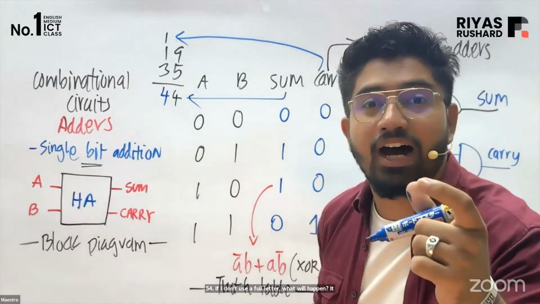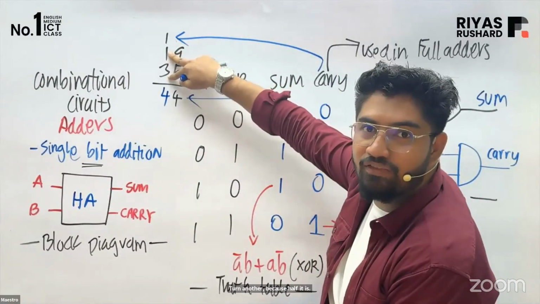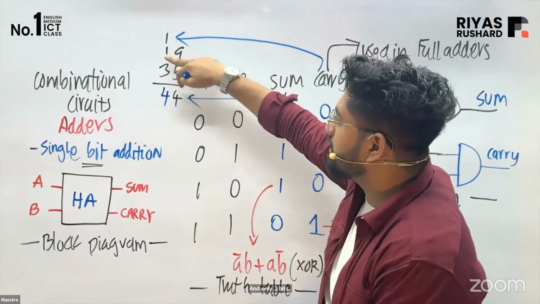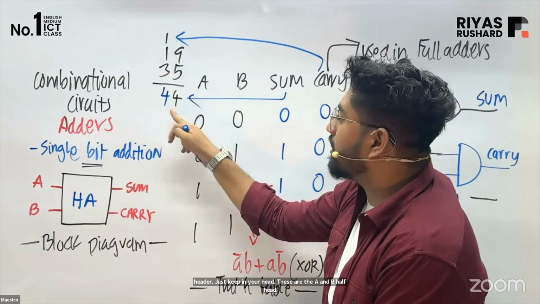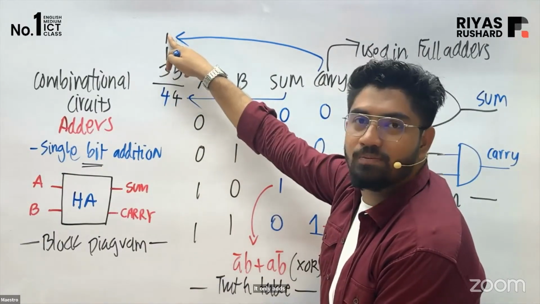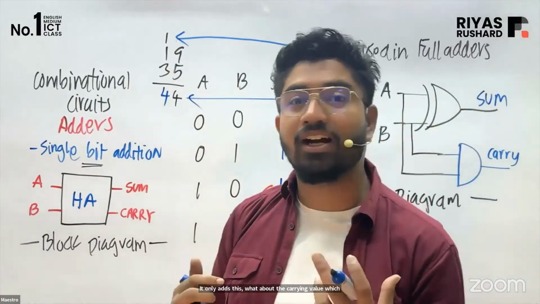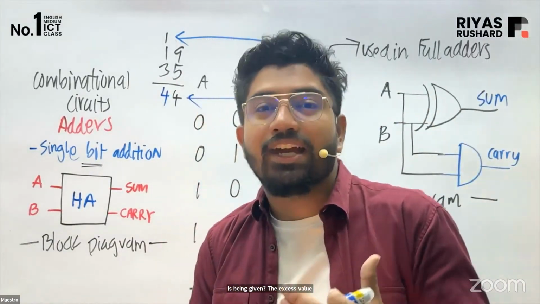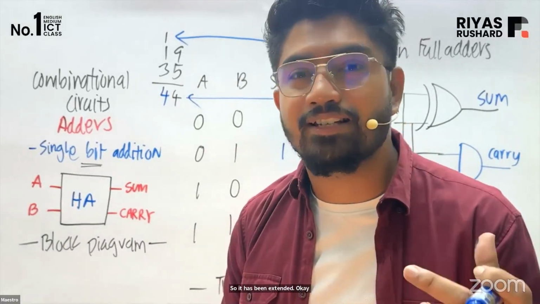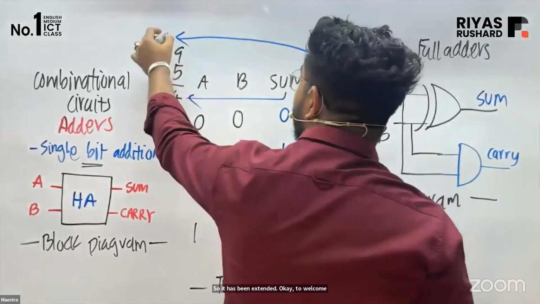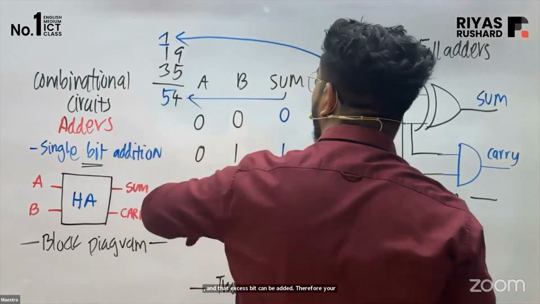Because the half adders add only 2 bits. Just keep in your head, these are the A and B of a half adder. It only adds these. What about the carrying value which is being given, the excess value? The half adder cannot do it. So it is being extended to welcome the excess bits, and that excess bit can be added. Therefore, your answer will be 54.